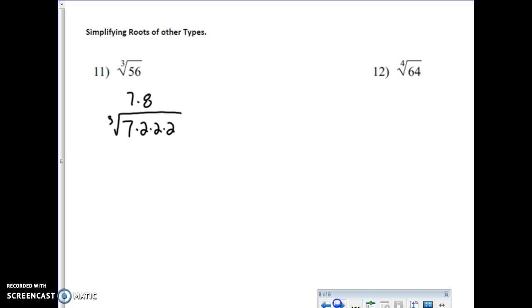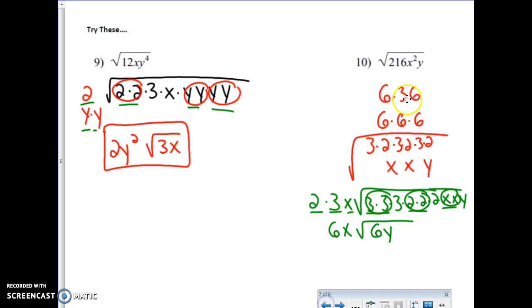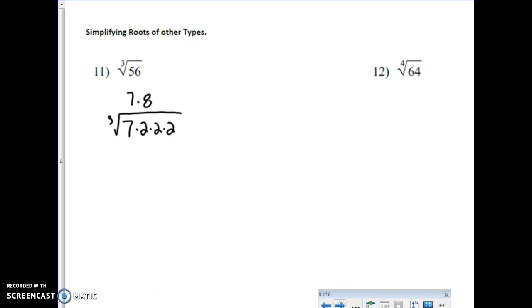Now, when I look at the last question, it was saying I was taking the square root. So because I'm taking the square root, I'm looking for 2 of something. Well, now I'm taking the third root, so I'm looking for 3 of something. So I have 3 2's, which means for every 3 of something, remember I'm taking the root, that tells me the number of that thing that gets me the number I'm looking for. I have 3 2's, so I can take 1 2, which leaves me with a 7 underneath the radical sign.